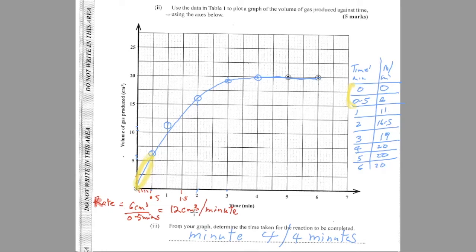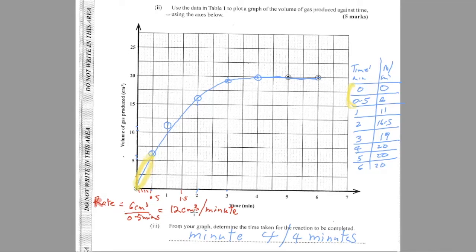In moving from half a minute to 1 minute, the change would have been 11 minus 6, that's 5, a change of 5. So that would be 5 over half a minute, which would be a rate of 10 cm³ per minute. And then if you look at 1 minute to 2 minutes, the change in volume is 5.5 divided by 1 minute. So that would be 5.5 cm³ per minute. And it kept on getting slower, or the rate kept getting lower as time progressed.